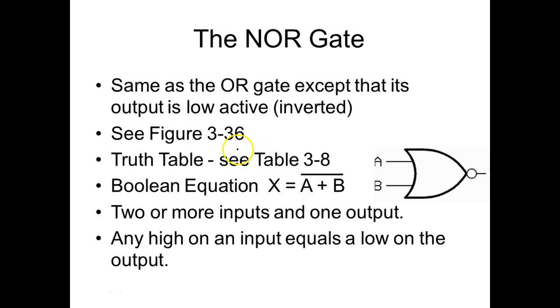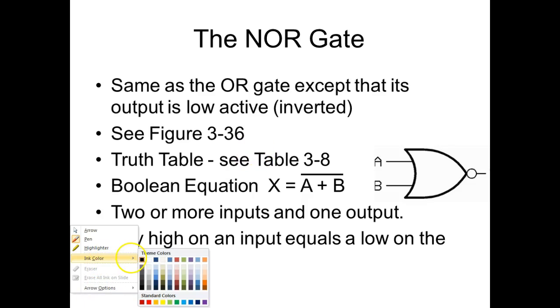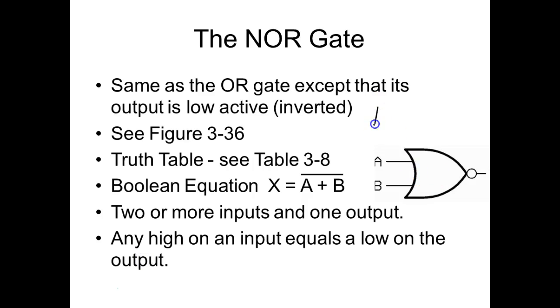So there's that, and then the NOR. So here's an OR, same as the OR, except that its output is low active. So when we see this symbol, I'm going to start off with any high will equal a low. Good. So this truth table, if I call the output X, with inputs A, B, it's going to be the opposite of an OR.